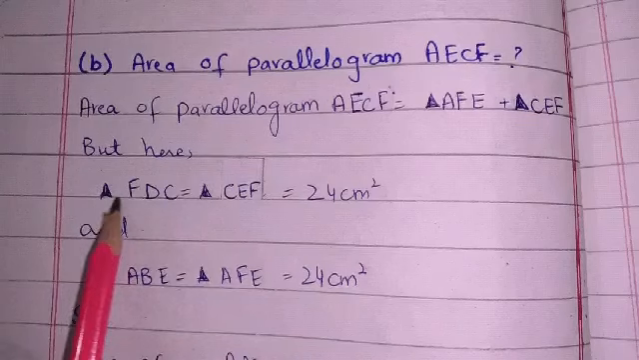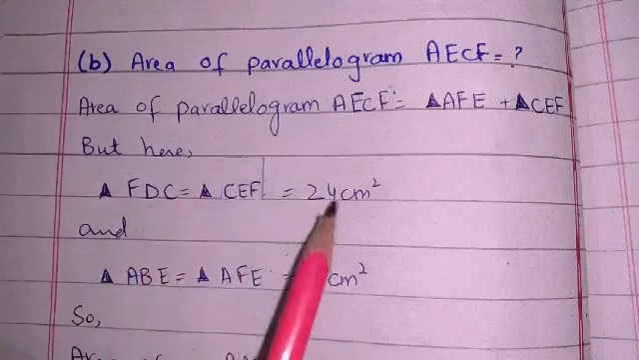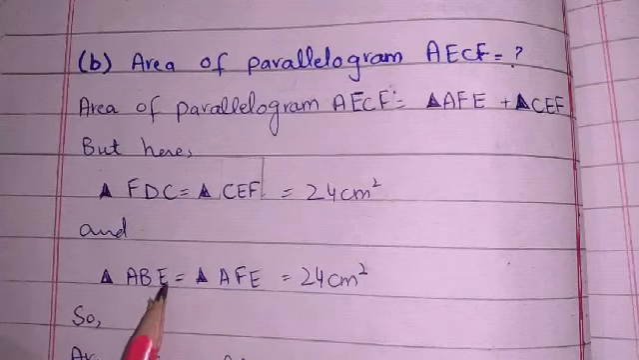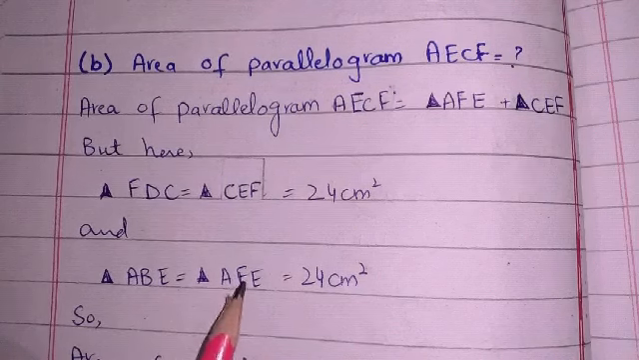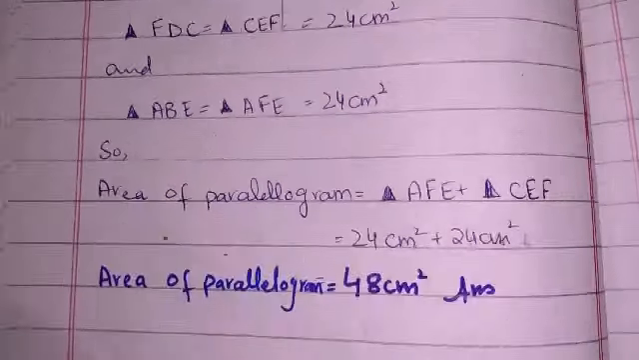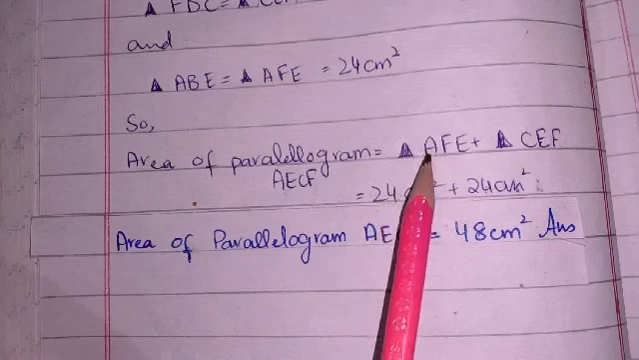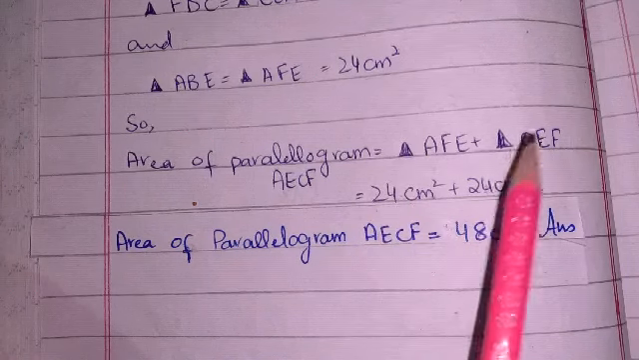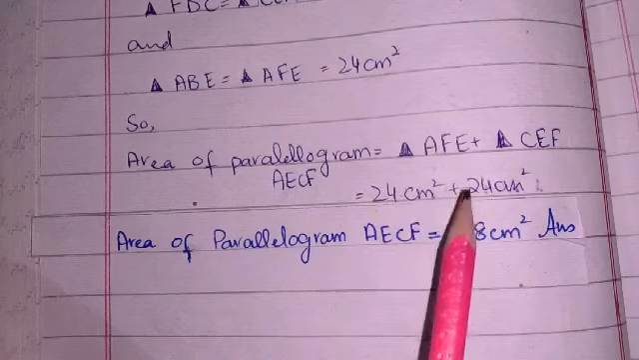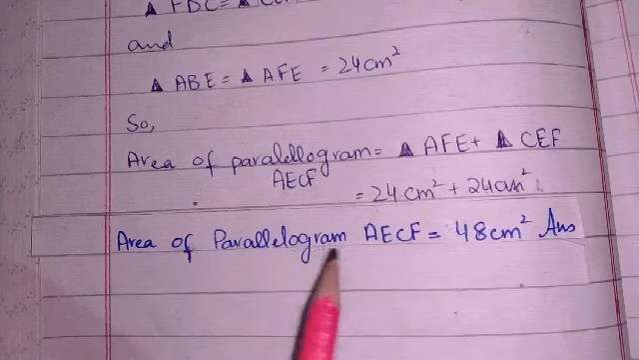But here triangle FDC is equal to triangle CEF, and both triangles are equal to 24 centimeter square. And triangle ABE is equal to triangle AFE. Both are equal to 24 centimeter square. So students, area of parallelogram AECF is equal to area of triangle AFE plus area of triangle CEF. 24 centimeter square plus 24 centimeter square, we have 48 centimeter square area of parallelogram AECF.